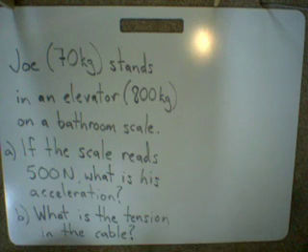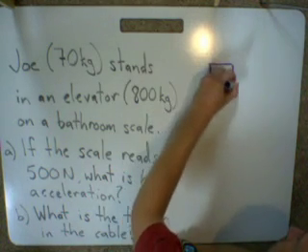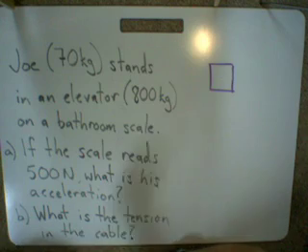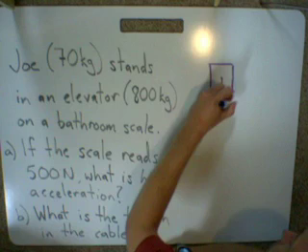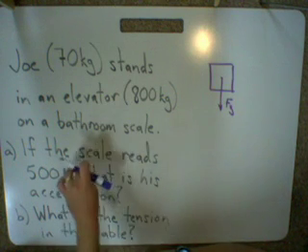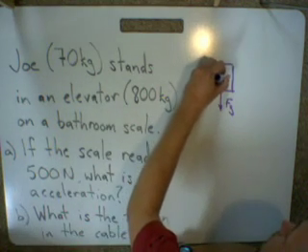Again, as always, our first step is we want to draw a picture. So here is my picture of Joe. He's a little bit of a square. And if we want to draw forces acting on Joe, the downward force acting on Joe is our force of gravity, as always, so it's going to be Fg. And our upward force acting on Joe is going to be the normal force, and the normal force in this case is going to be coming from the scale. So that is going to be an upward force of Fn.